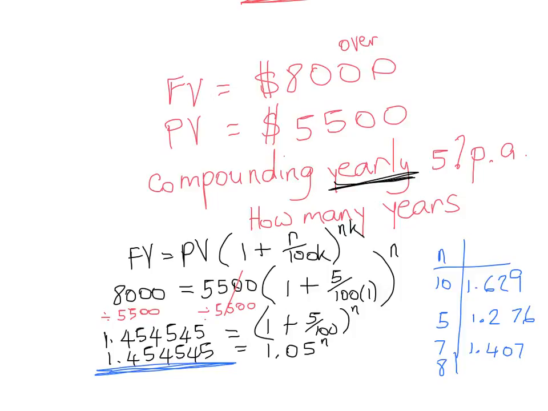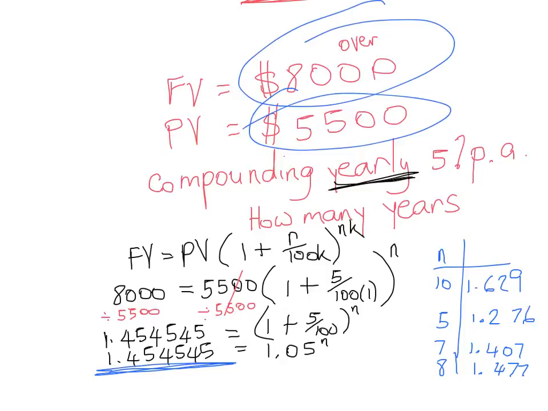1.05 raised to the 8th power brings us over slightly. And that's what we're looking for. We're looking for the year when you go slightly over $8,000. So the number of years it takes for this amount to grow to over $8,000, the number of years that takes is 8.